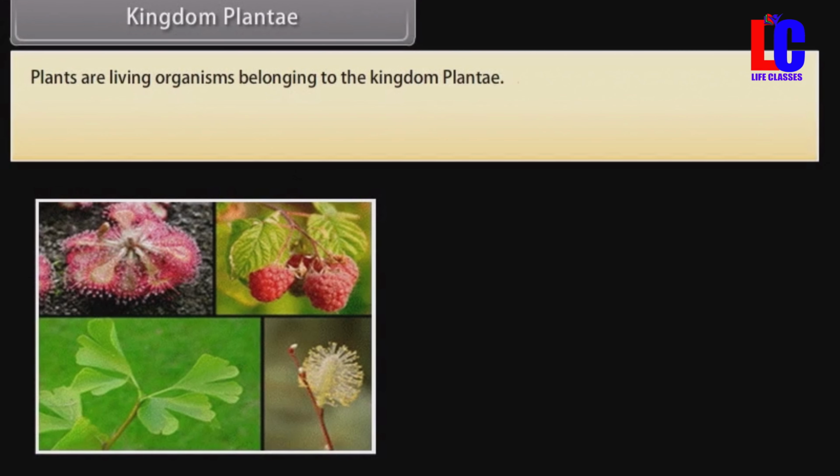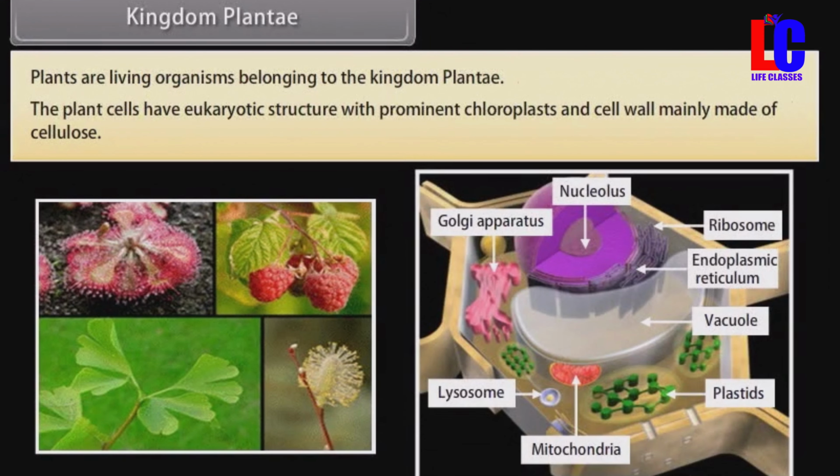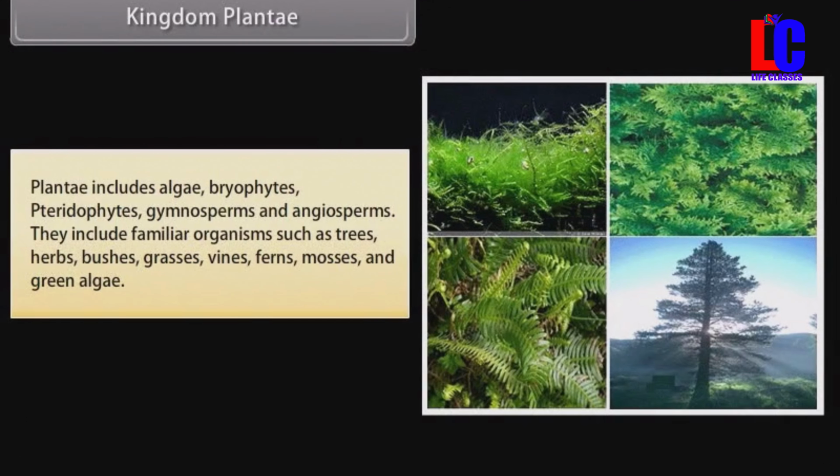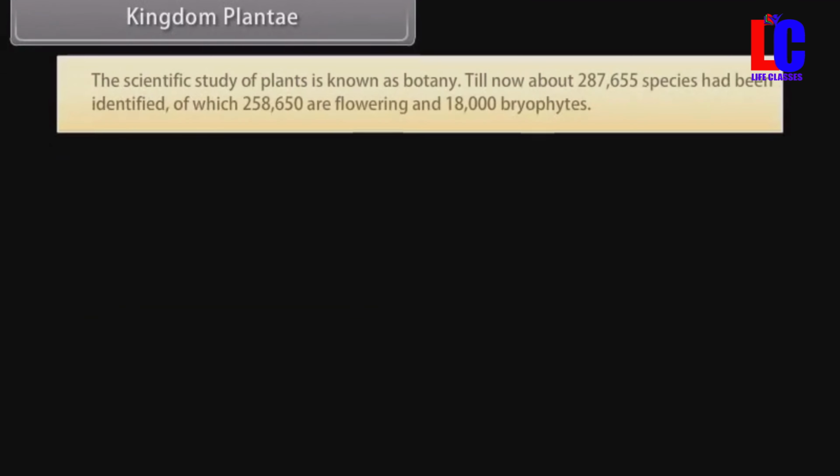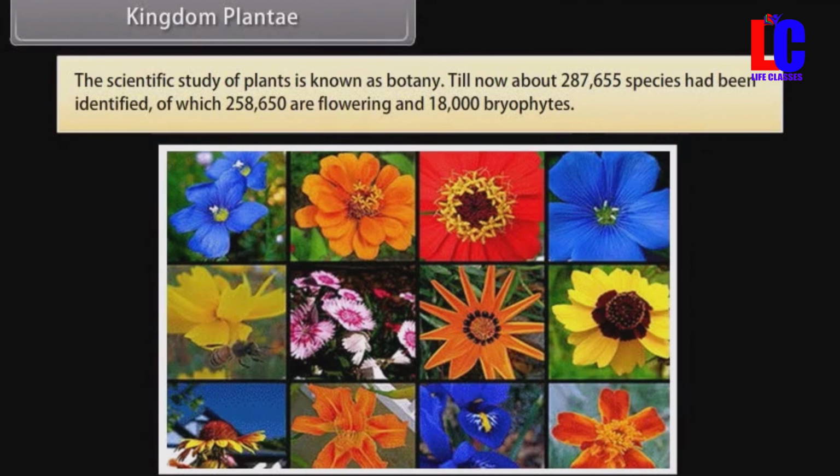Kingdom Plantae. Plants are living organisms belonging to the kingdom Plantae. The plant cells have eukaryotic structure with prominent chloroplasts and a cell wall mainly made of cellulose. Plantae includes algae, bryophytes, pteridophytes, gymnosperms and angiosperms. They include familiar organisms such as trees, herbs, bushes, grasses, vines, ferns, mosses, and green algae. The scientific study of plants is known as botany.